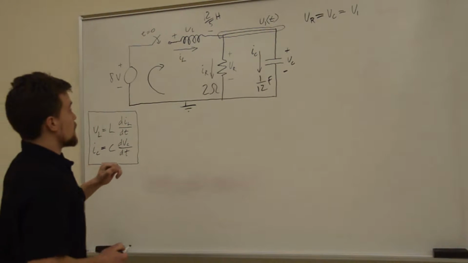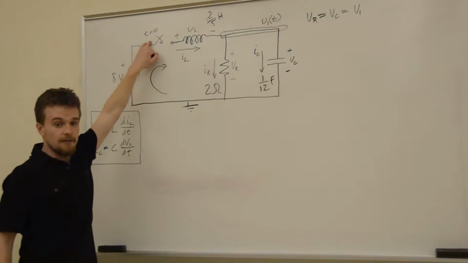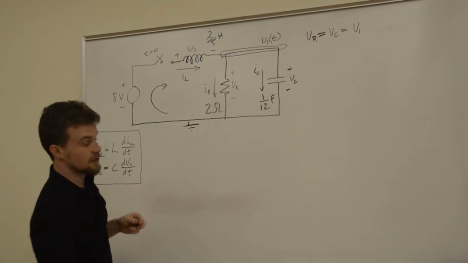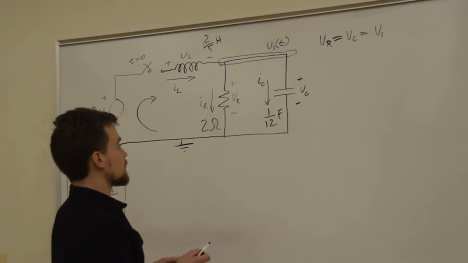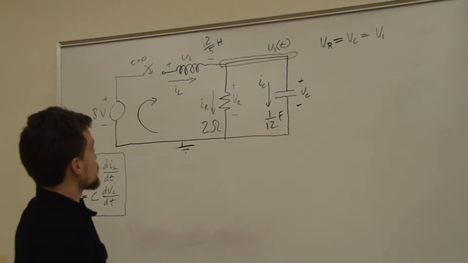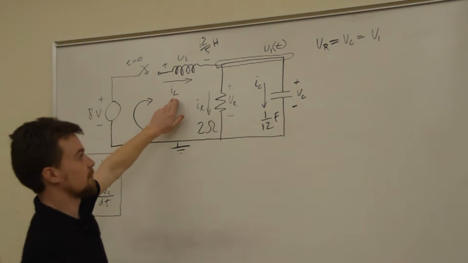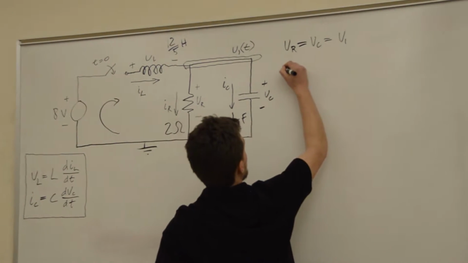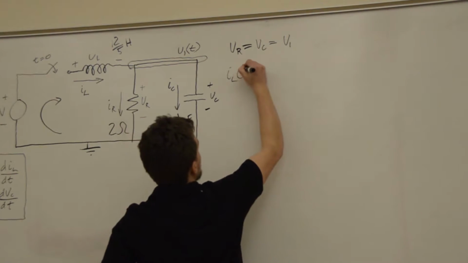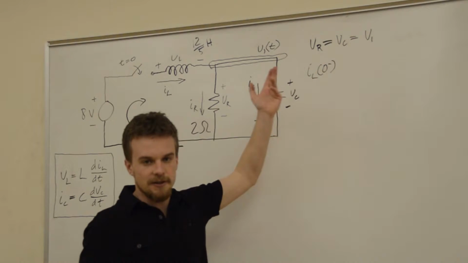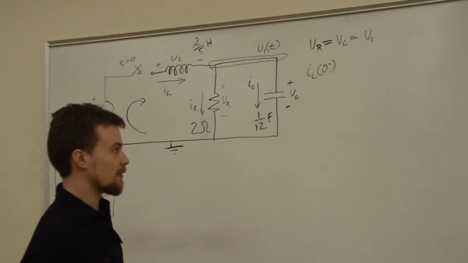All right, so at t equals 0, this switch closes. So we'll get conditions before the switch closes, before t equals 0, right? So let's start with the current through this. Let's call it IL, at t equals 0 minus, which just indicates right before the switch closes.